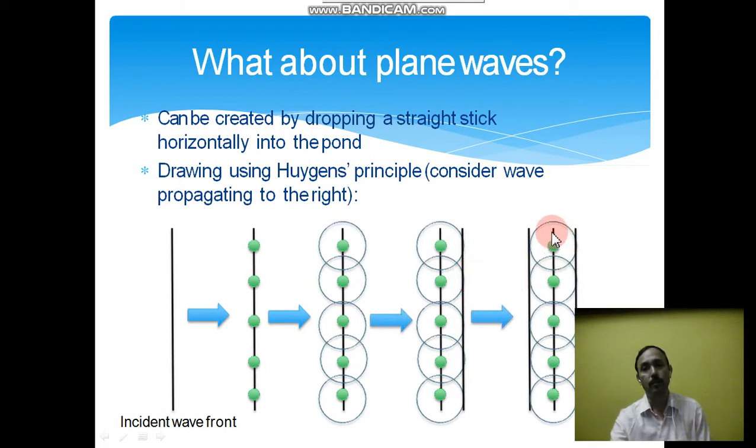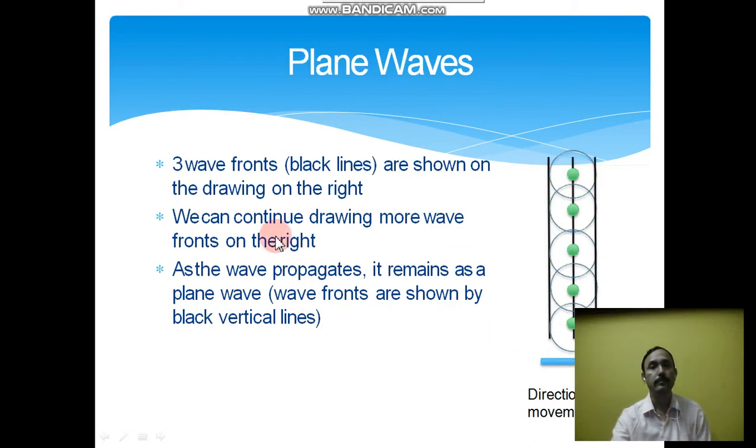Now there are 3 wavefronts. These black lines are shown on the drawing on the right. We can continue drawing more wavefronts on the right. The direction of propagation of the wave is this direction. As the wave propagates, it remains a plane wave. Wavefronts are shown by the black vertical lines.